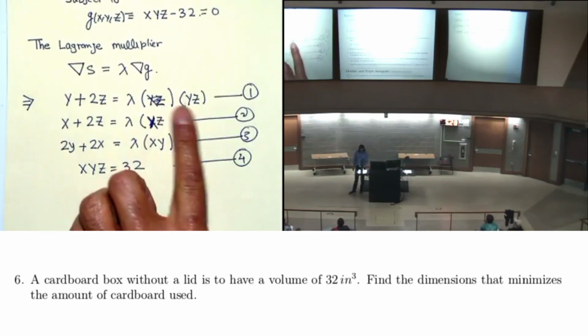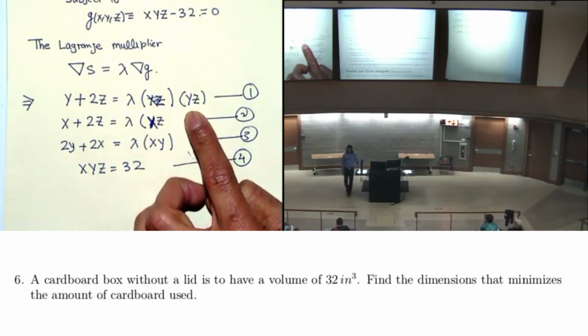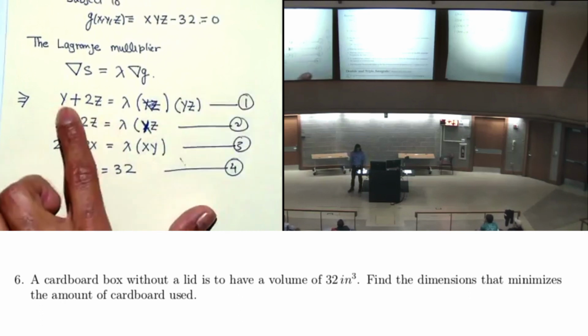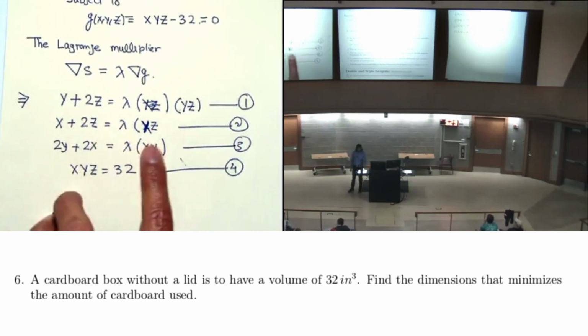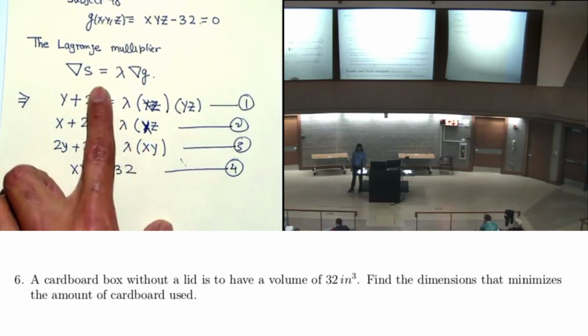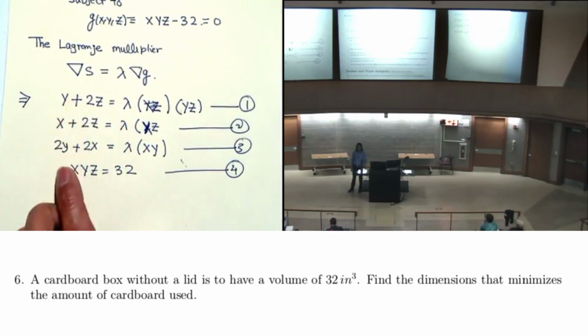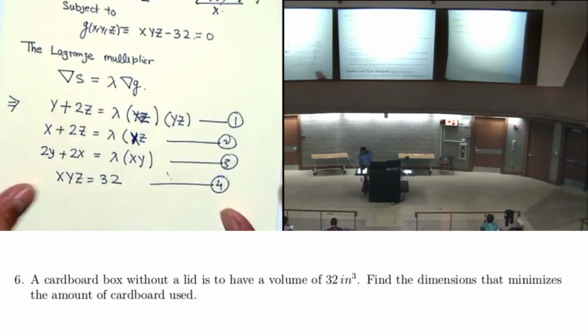One way is to move the y and z, because y and z are dimensions, so they are always going to be positive. You can move these to the other side, so you have lambda on one side. Then you can set equation 1 equal to 2, and 2 equal to 3, and you get some relations. Then you plug all these relations into the fourth one, and you get the values of x, y, and z. Let's see if we can do it.